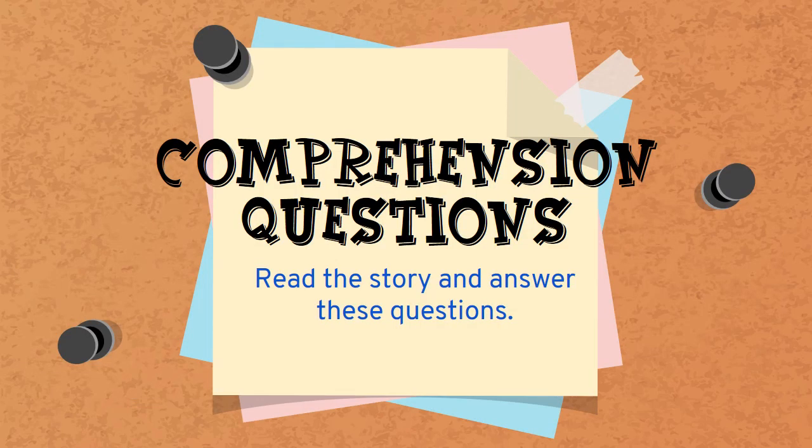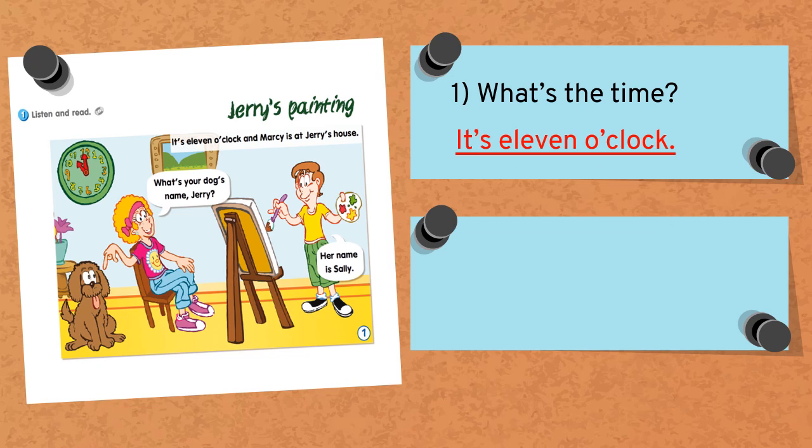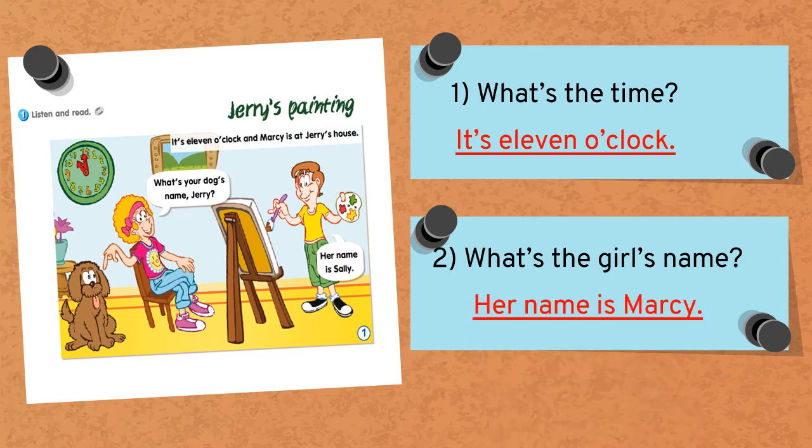Let's move on to the comprehension questions. Read the story and answer these questions. For picture number 1, I will give you 2 questions. Number 1, what's the time? Try to answer. The answer is it's 11 o'clock. Question number 2, what's the girl's name? Try to answer. The answer is her name is Marcy.